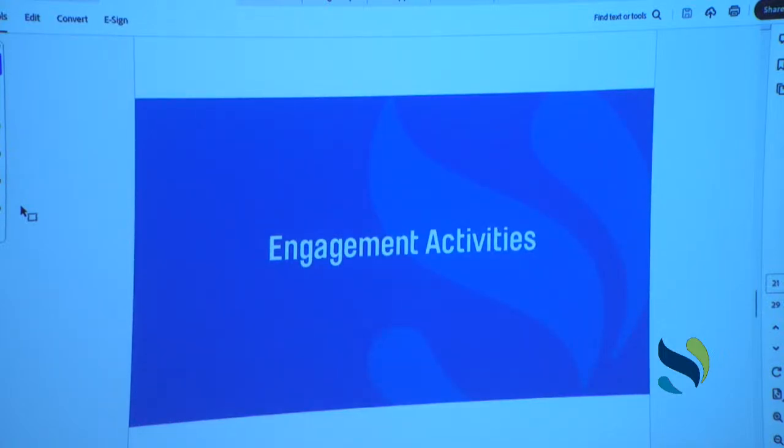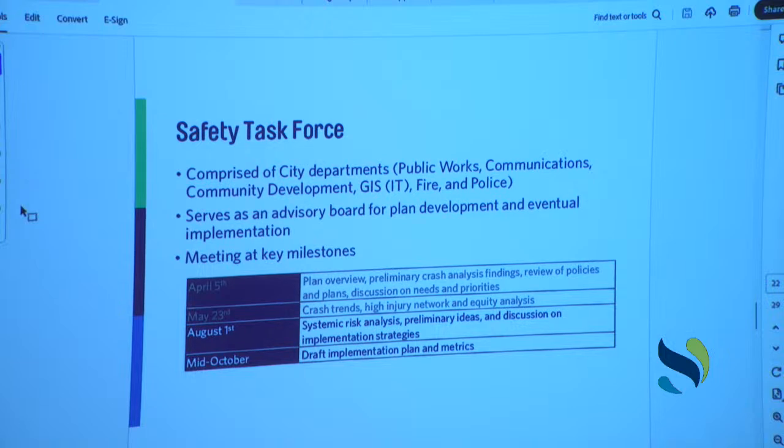Another key piece, or requirement, of developing this plan based on the SS4A grant is to have a robust engagement activity throughout the plan development. We have a safety task force comprised of several representatives from several city departments. This safety task force provides the planning structure in developing this plan to make sure the actual recommendations and implementations are happening in a way that needs to happen per SS4A grant requirements. The safety task force functions as an advisory board for us.